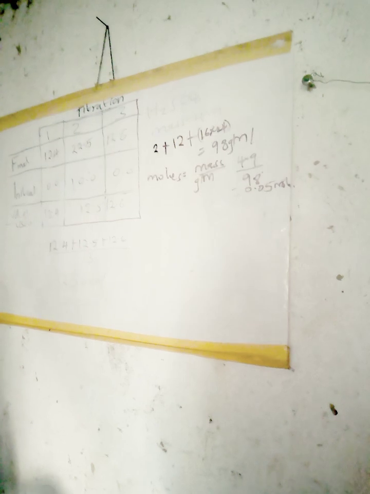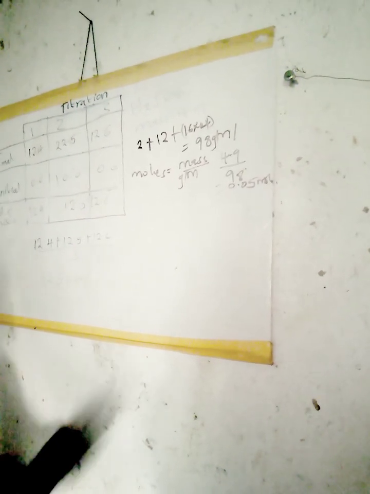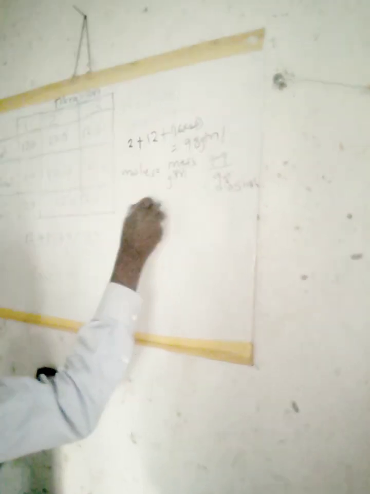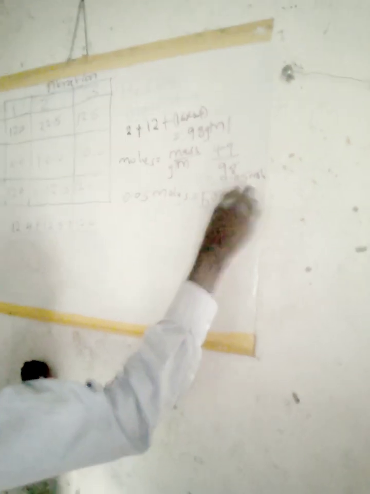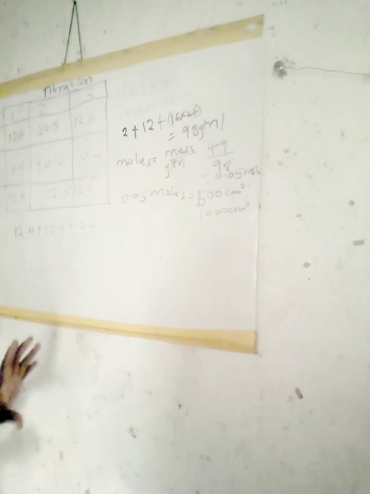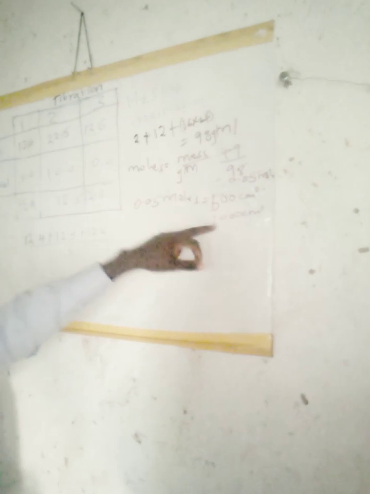And as we know very well, concentration or molarity is moles per liter, and a liter means 1000 centimeter cubic. So it means that these 0.05 moles are in 500 centimeter cubic. What about 1000 centimeter cubic? Keeping in mind that concentration is mole per liter, a liter consists of 1000 centimeter cubic, and that's why we are asking what about 1000.